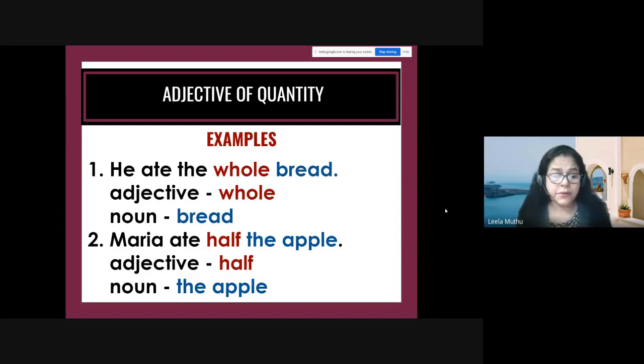So, Maria ate half the apple. Hey, there's only half an apple lying on the table. I thought I'd put a full one. Maria ate half the apple. Half of the noun apple. So half describes how much of the apple was eaten. That is an adjective of quantity.